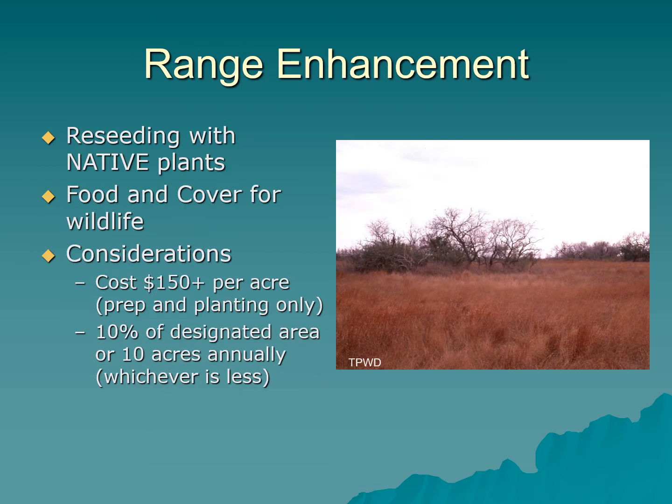Another option is range enhancement or reseeding, and typically the goal here is to reseed with native plants, and you want to provide food and cover for wildlife where it didn't exist prior. Some considerations would be it typically can be expensive. It might be over $150 per acre. That can be quite expensive, and that's going to cover preparations and planting only. And typically you have to do 10% or 10 acres annually, whichever is less, to qualify for this practice.